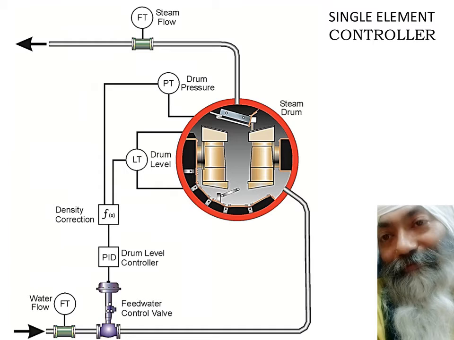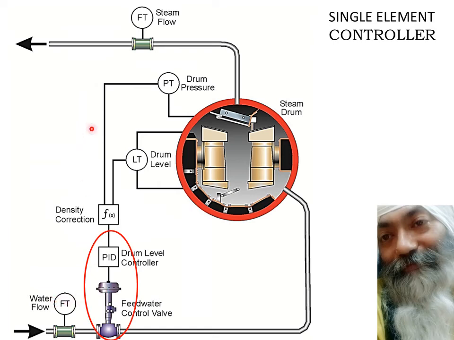Why is it called single element control? Because you can see over here you have a single controller, and this controller is monitoring the level, and if the level is going down, it's increasing the feed water. If the level is going up, it's decreasing the feed water. It is not taking care of any change in the water flow. It's monitoring the water flow, but it is not taking into account if at all there is any change in the water flow over here.